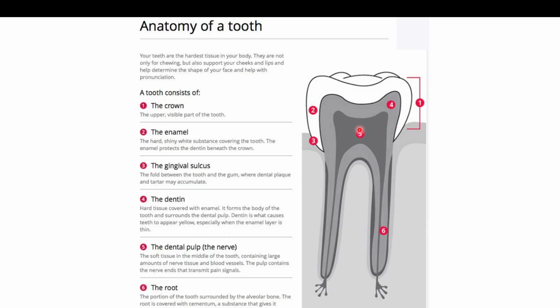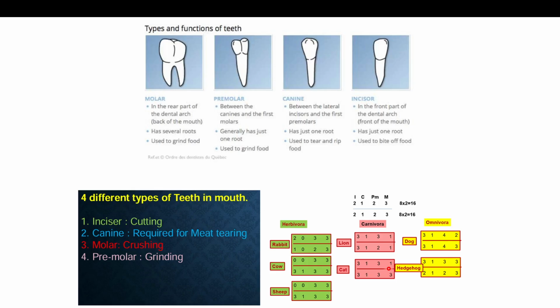Then we have the dental pulp, which is very sensitive. The nerve is there, the soft tissue in the middle of the tooth containing large amounts of nerve tissue and blood vessels. The pulp contains the nerve endings that transmit pain signals. Then eventually we have the root here, the portion of the tooth surrounded by the alveolar bone. The root is covered with cementum, a substance that gives it protection and serves as an anchor for the ligament that holds the tooth into the bone.